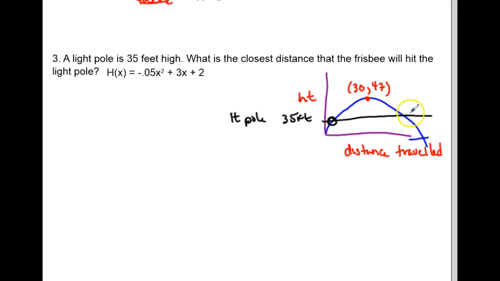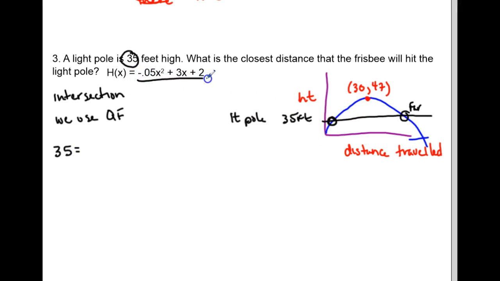That's the closest distance. This is the farthest distance. I don't want to find the farthest, I want to find the closest. So I'm looking for an intersection. And the way that we find an intersection is we use quadratic formula, but we use this value. So what we say is, when does 35 feet intersect my curve? What's the equation of my curve? That thing. Negative 0.05 x squared plus 3x plus 2.